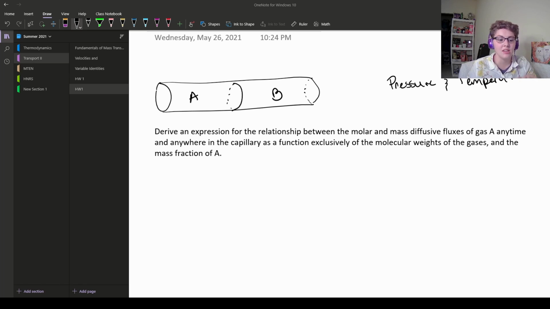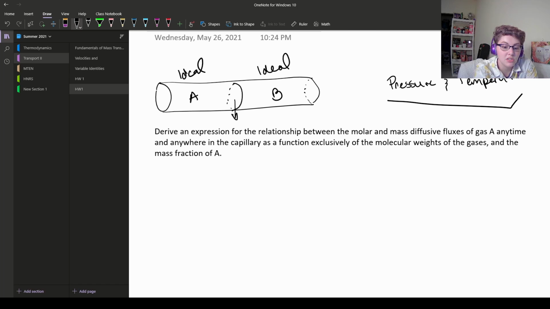Let's go ahead and look at the situation at hand. We have a closed system of a capillary tube, and that capillary tube is split in half, and we have ideal gas A on one side and ideal gas B on the other. When we remove this division right here, the two gases are going to start diffusing together. We know that pressure and temperature remain constant and uniform throughout this diffusion process until they reach equilibrium.